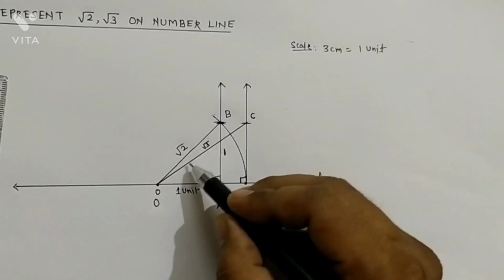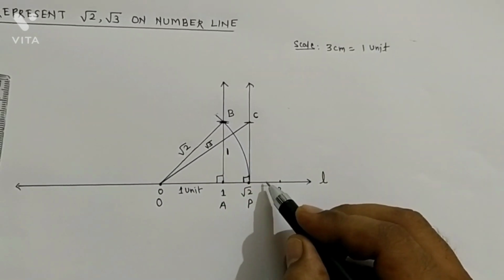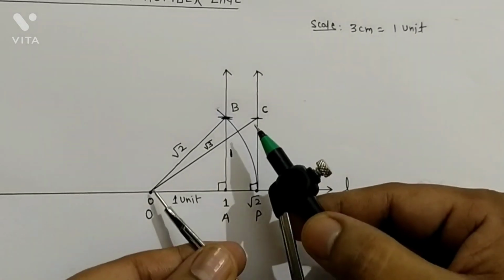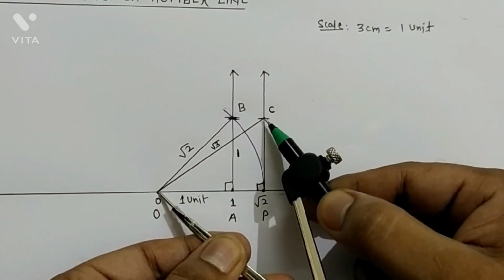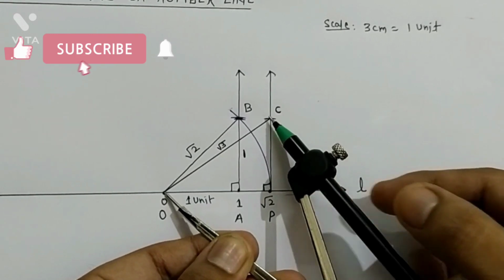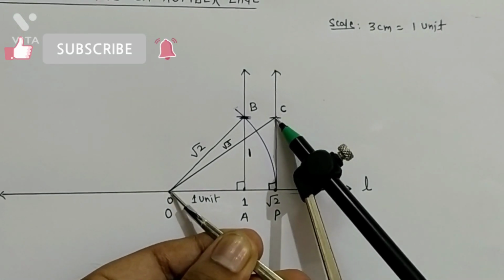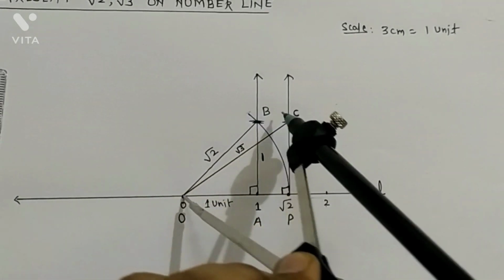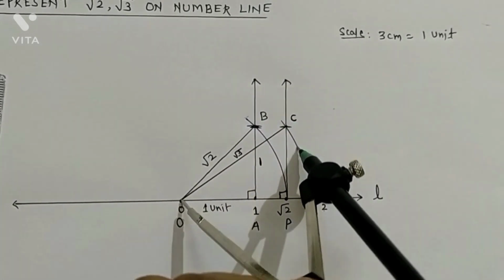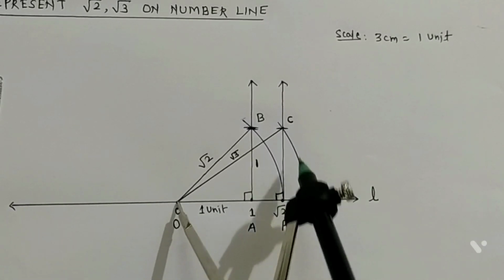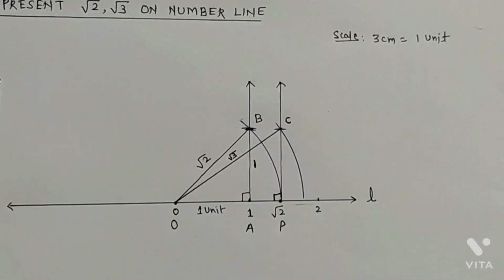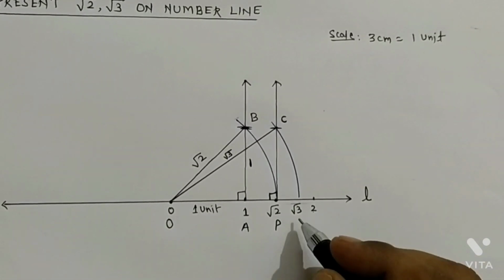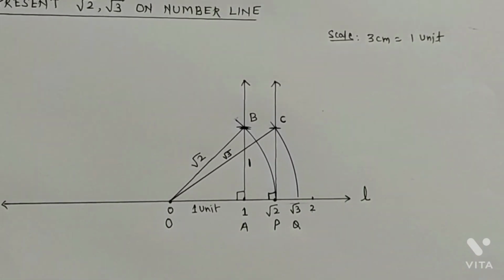Now this root 3 we have to represent on this line. So take the compass on point O and take distance from O to C. From this point O, with distance O to C, make an arc on the line. This is root 3 on the number line. Name it as point Q.